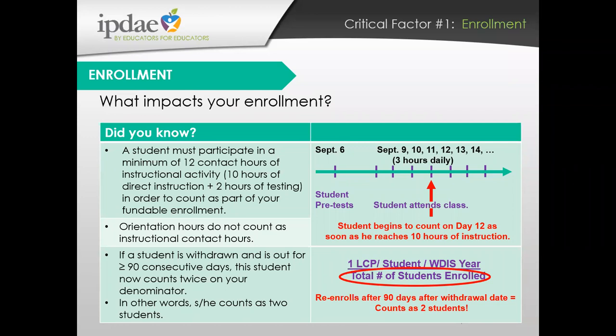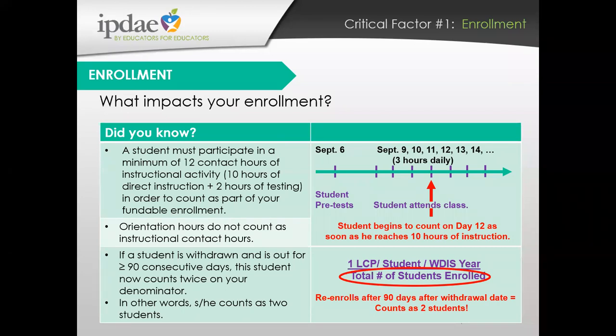Look at the first visual at the top. In this example, you have a student who pre-tests on September 6th and then begins attending class on September 9th. Each class runs about 3 hours a day, and the student is actually attending 3 hours every day. On September 12th, the student reaches his 10 hours of direct instructional time. At this moment, he begins to count as part of your denominator. If you want more information on this, by the way, you can access the technical assistance paper, and you have the link in your resource handbook. Now back to the topic.